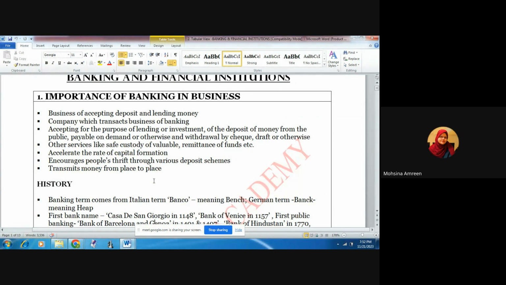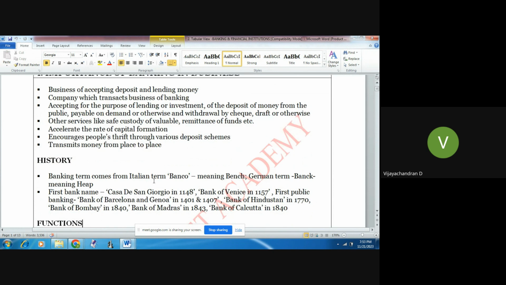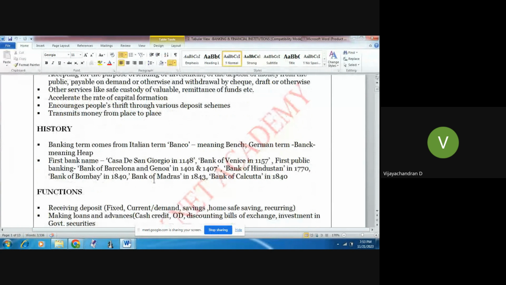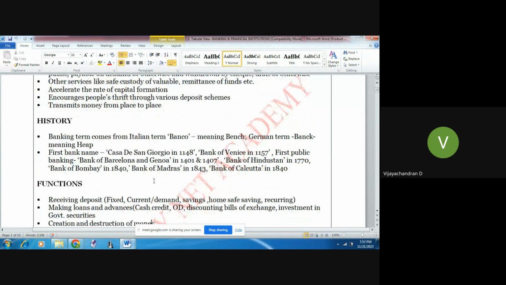Yes, sir. Okay, thank you. So this is the first unit, banking in business, banking and financial institution. So what is a bank? As per Section 5(b), history. The word banking is derived from an Italian term. This question was already asked in 2020: banking is derived from the Italian word. Most words are derived from Greek, but this bank.